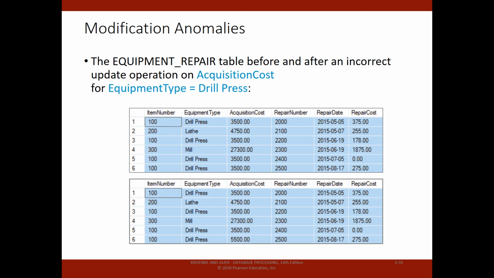So in this case, this is what we call the insertion anomaly. So it's a problem. I might leave that blank, and that's a problem. So we might not charge people because we don't know its acquisition cost. So that's another problem that can occur if we have non-normalized tables.